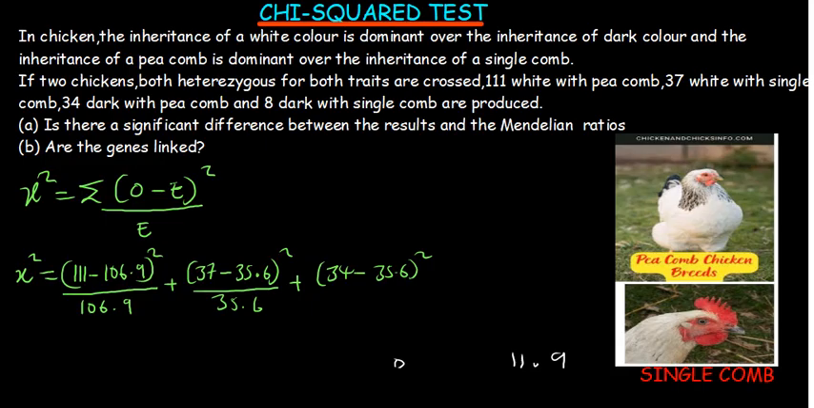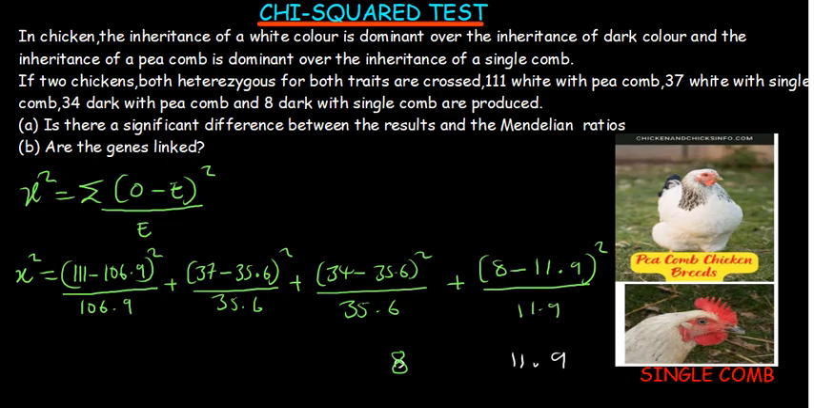Okay, so again we're going to divide by the expected, which is 35.6. This was 8 here. And then the last one, the observed is 8, the expected is 11.9. We'll get to square that and then divide by the expected, which is 11.9. So let's see what we're going to get from here.